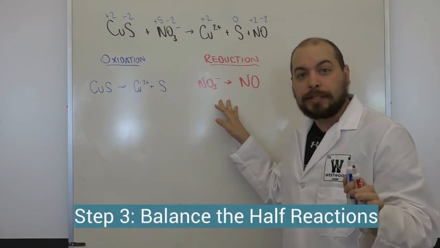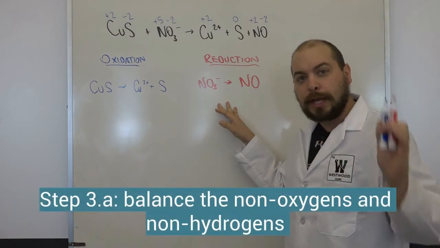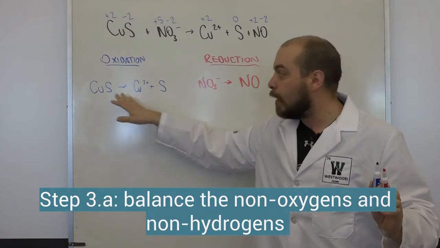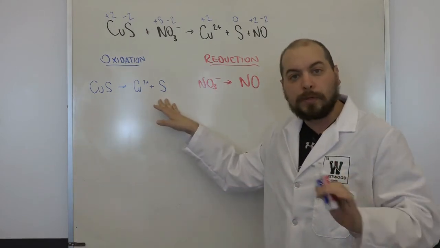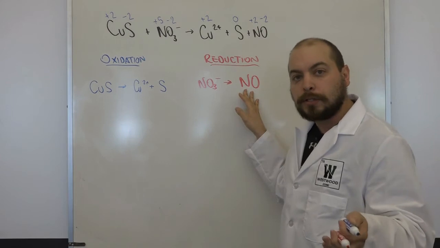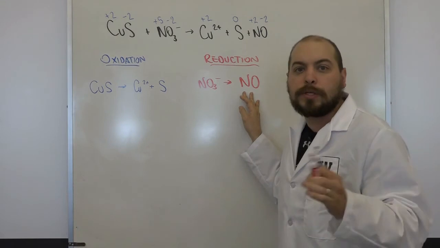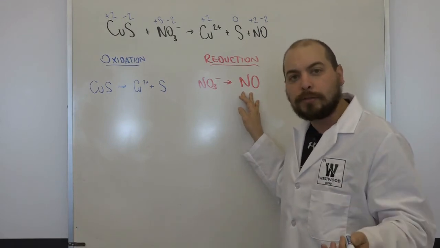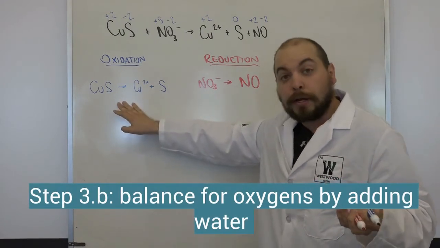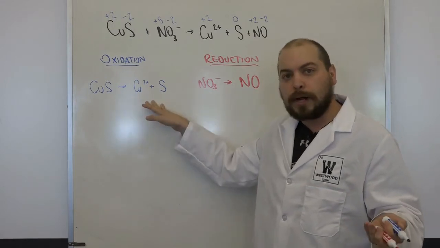Now we need to start balancing these. So remember, the first step in balancing is we need to balance the non-oxygens and non-hydrogens. In this case, we have one copper on each side and one sulfur on each side, so we're okay. No balancing needed. On the reactant side and the product side of our reduction half reaction, we have one nitrogen, which means we're also balanced. So we don't need to go through that extra step, and we can move on to the next one, which is balancing for oxygens. Well, there are none in the oxidation half reaction, so it's already balanced for oxygens. That's convenient.